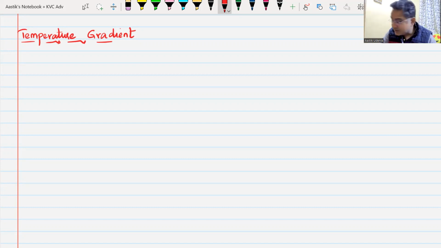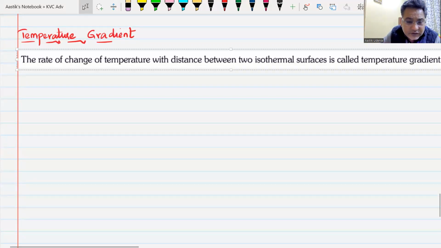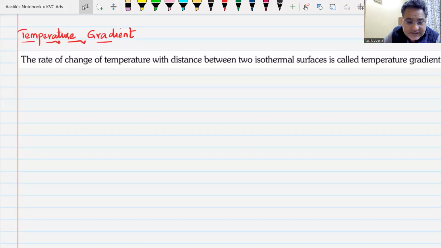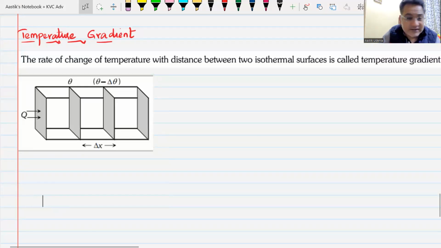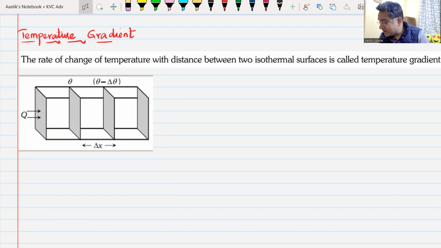The difference in temperature, or the rate of change of temperature with distance, is known as your temperature gradient. If you have two surfaces whose difference in temperature is delta theta, this delta theta by delta x, the difference between the two isothermal surfaces, is known as temperature gradient. Do we understand this? So you can see heat flowing, temperature gradient.